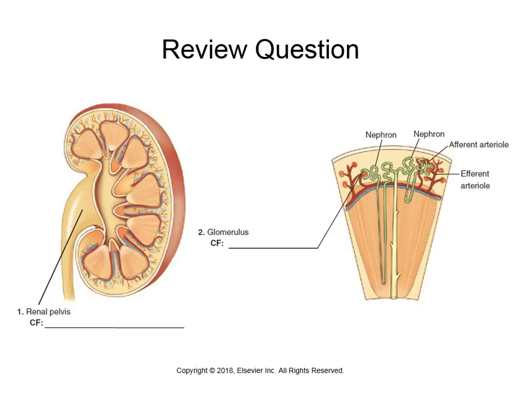So looking at this picture, we have renal pelvis and glomerulus. So renal pelvis would be pyelo, glomerulus would be glomerulo, and this is one of those easy things where you can look to the word to spell it correctly.